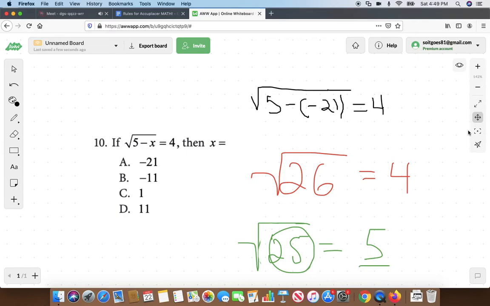And because the square root of 16 is 4, and some of you might have known that, right? In fact, I asked you, and you knew the answer. The square root of 16 is 4, so the square root of 26 can't be 4. Does that make sense?